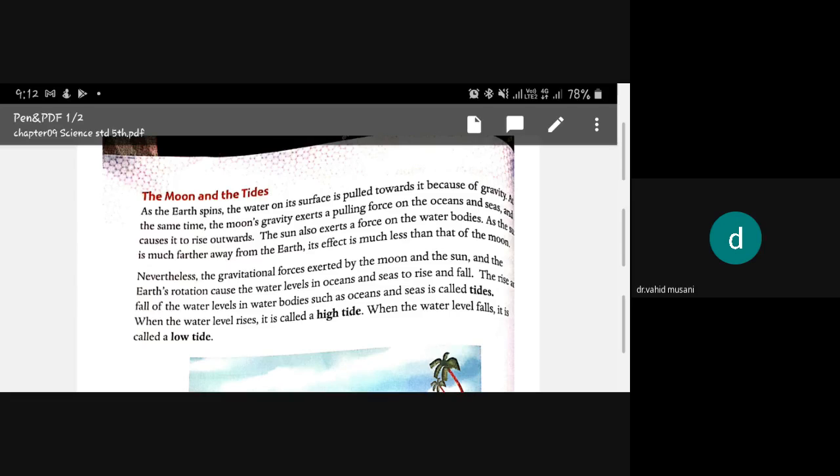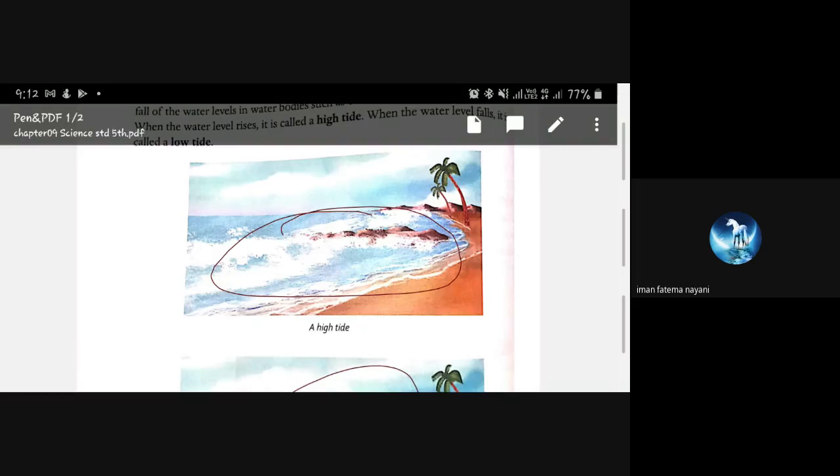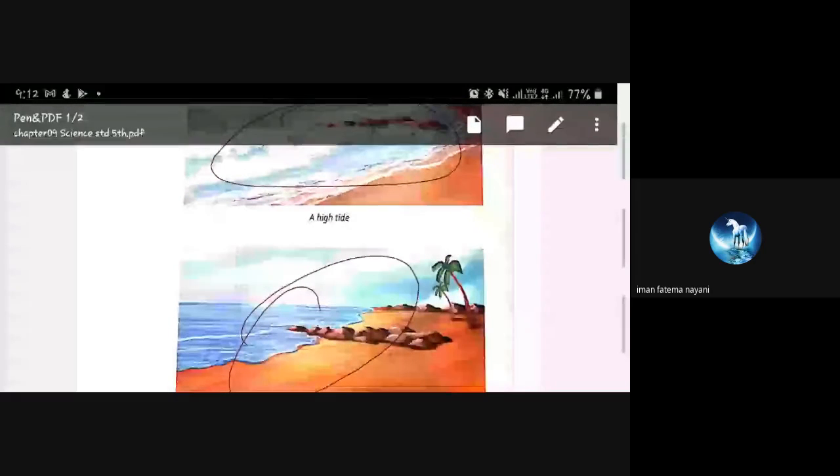When water is coming, rising, and then again the water level becomes very low, it goes inside. So this coming and going, rising and falling is called tide. When the water level rises, it is called high tide, and when the water level falls, it is called low tide. When there is lots of force, there will be a high tide, and sometimes when the force is less, it is low tide.